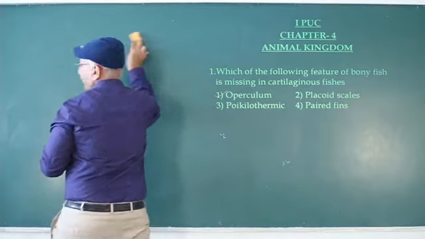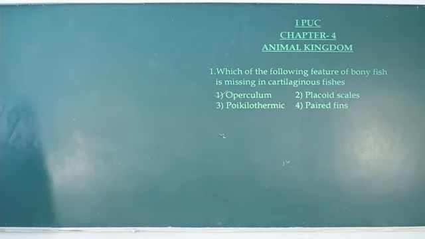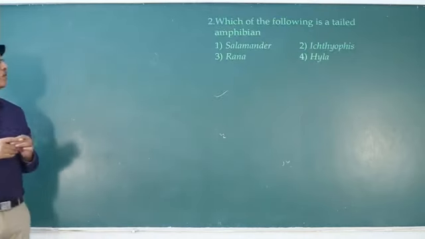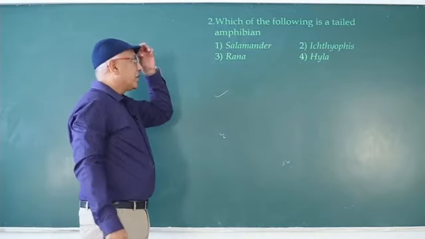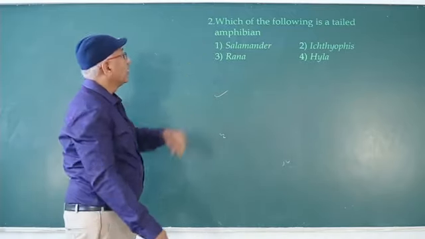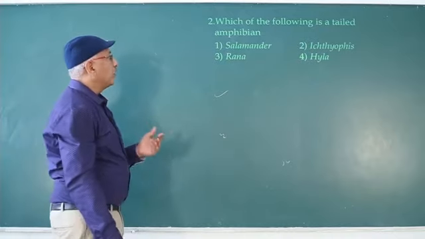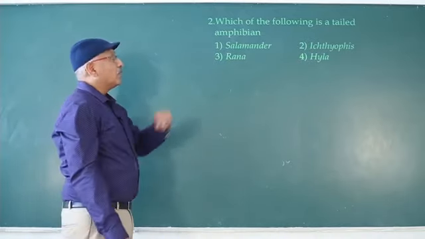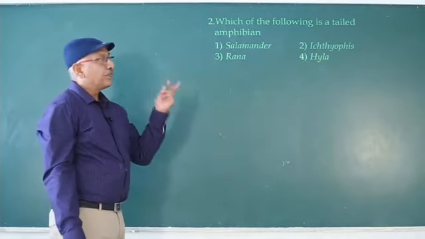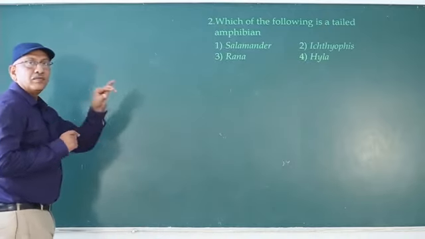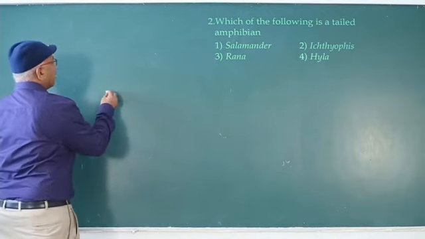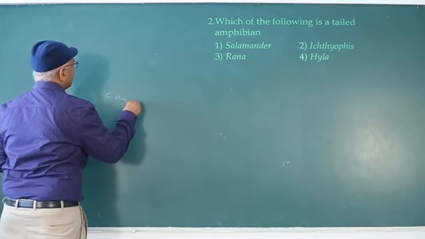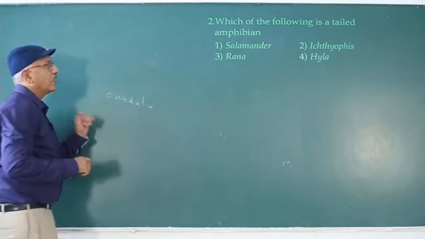So next question is, which of the following is a tailed amphibian? Salamander, Ichthyophis, Rana, Hyla. Salamandra is a tailed amphibian. So amphibians having a tail are included in order Urodela. Uro means tail.